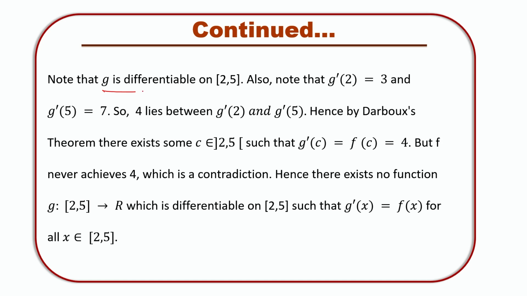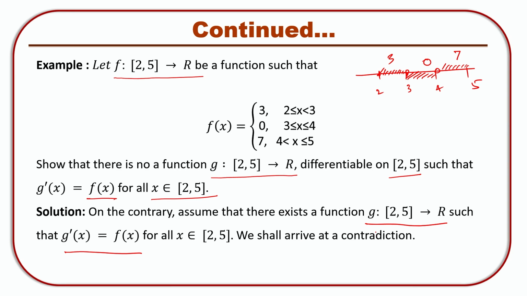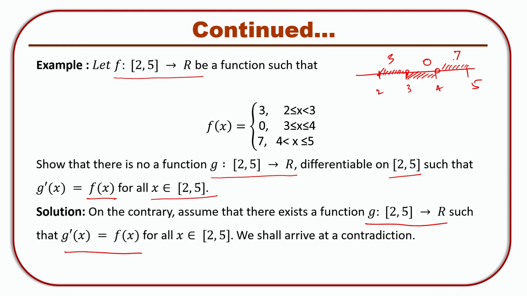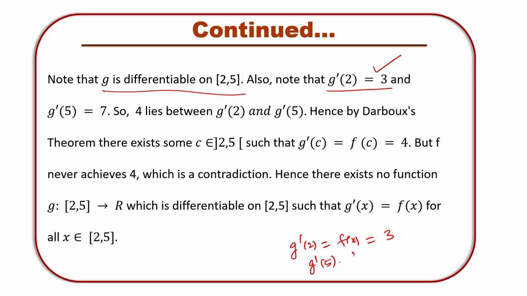So, now g is differentiable on [2, 5], and also note that g dash of 2 is equal to f of 2, and what is the value of f? I have written it here for you. So, this is 3, right. So, g dash of 2 is equal to 3, and g dash of 5, I have already written here, g dash of 5 is 7. So, this is equal to f of x equal to 7.